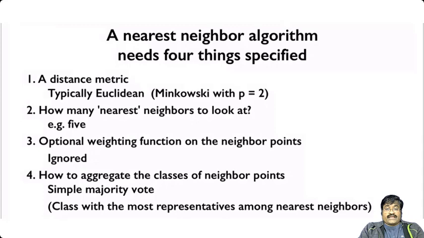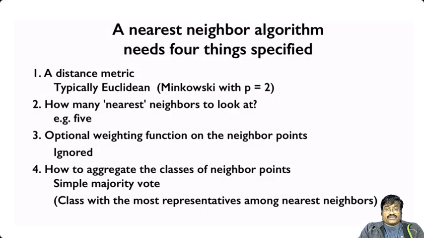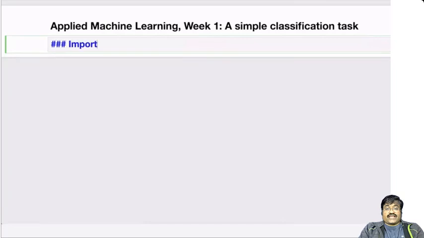Also, by default, scikit-learn will apply for the fourth criterion a simple majority vote, and it will predict the class with the most representatives among the nearest neighbors. So recall that our task was to correctly classify new incoming objects, in our example case, pieces of fruit. So our newly trained classifier will take a data instance as input and give us a predicted label as output.